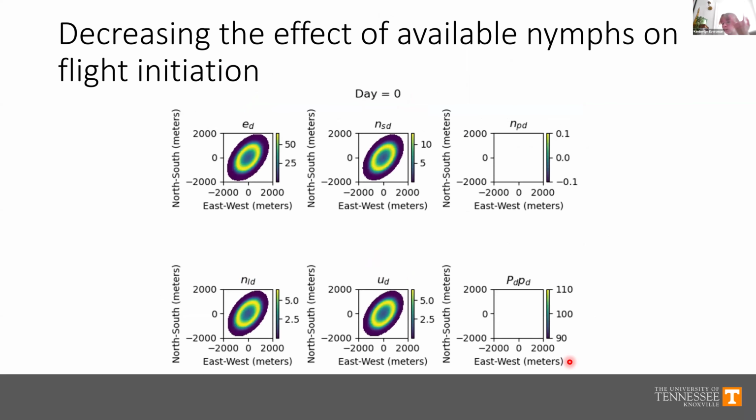But we're still working on the parameters, and so we're still playing around with things, seeing how it looks. So if we decrease the effect of the available nymphs on the flight initiation, so that there has to be a higher threshold of nymphs to make the parasitoid want to stay, that means there's going to be a lot more initiating flight. So we should see the parasitoids spread out significantly more.